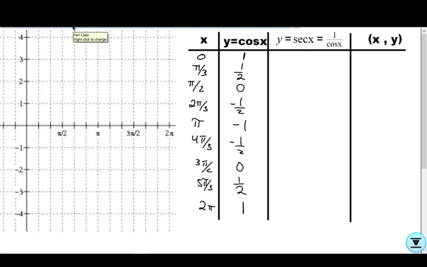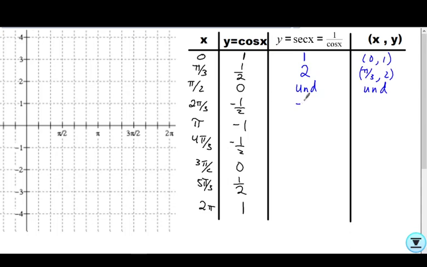Okay, so at 0, cosine's 1, so secant is also 1. So we start at 0, 1. Pi over 3, cosine's 1/2, which means secant is 2. So pi over 3, 2. At pi over 2, cosine is 0, which means secant is undefined. Because by now you should know the reciprocal of 0 is undefined.